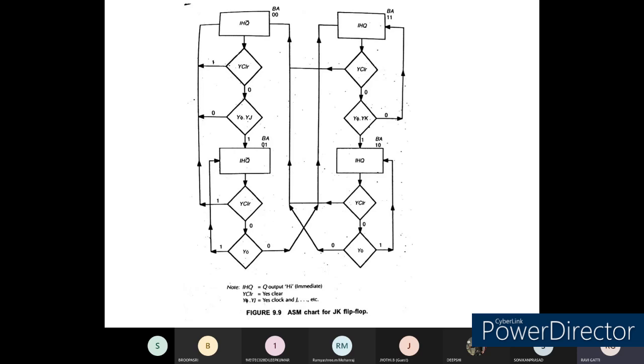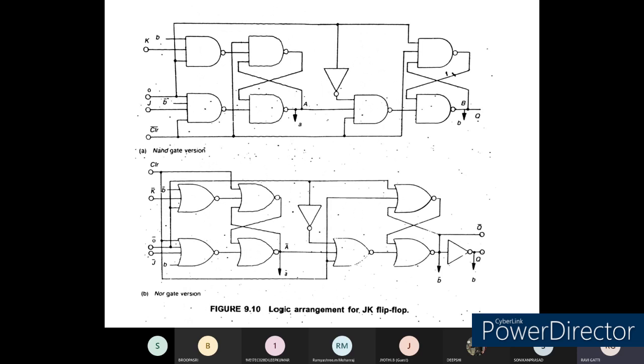Okay, so this is related to your JK flip-flop. You can see here we are able to implement this JK flip-flop by using the universal gates. Either we can implement this JK flip-flop by using an AND gate, or we can implement it by using a NOR gate also.